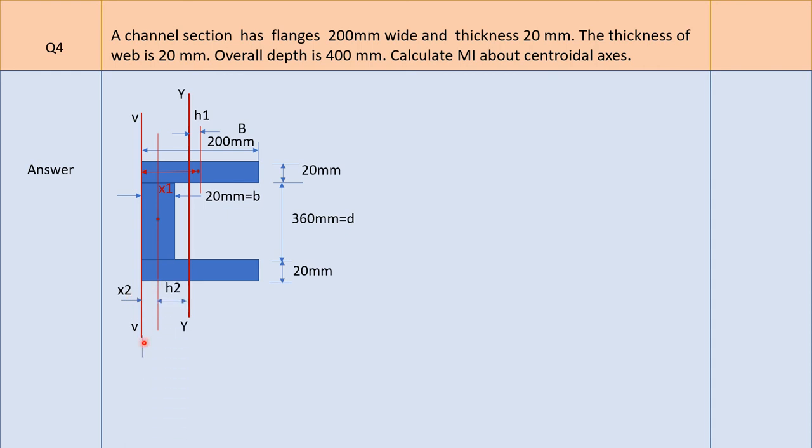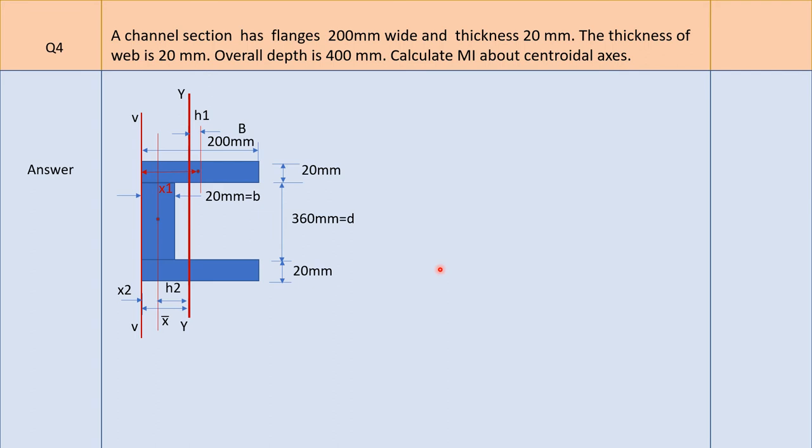And this is my axis yy, which I am showing here. This axis yy is the centroidal axis of this full channel. And this vertical line I'm showing is the centroidal axis of this web. This vertical line which I'm showing is the vertical centroidal axis of this top flange. And this distance is x1 for the top flange, and this is the x2 for the web.